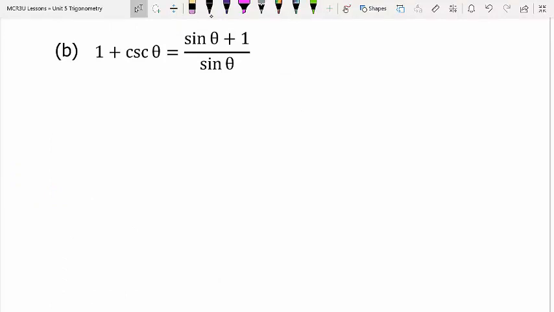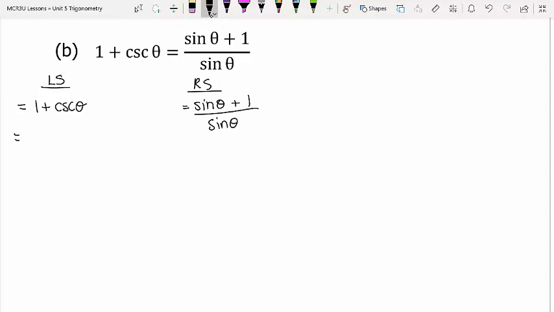Okay, part B, let's solve this identity. So I'm going to start with the left side because the left side has a reciprocal identity in it, and I know from that list of tricks that writing your reciprocal identities in terms of sine and cos is a good thing to start with because it's easier to prove an identity that is all written in terms of sine and cos. Okay, so I'm going to replace cosecant with 1 over sine theta.